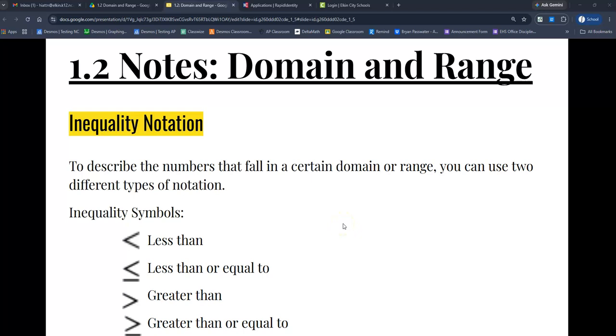Start talking about domain and range. Domain and range is sometimes not kids' favorite thing because it seems pointless to them, but it's really important because it limits our equations to what are reasonable answers for whatever we're talking about.